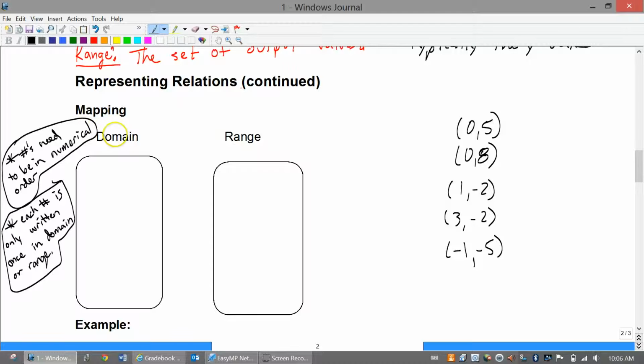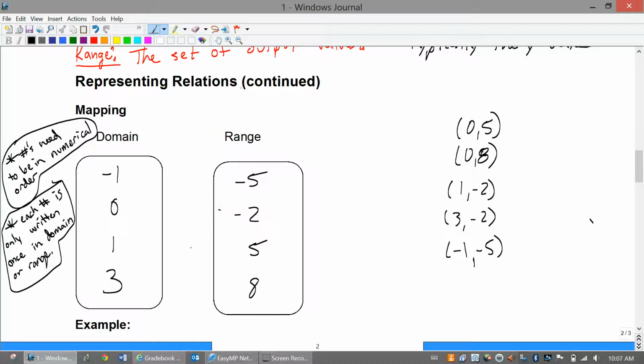For instance, in the domain, we're going to write them in numerical order, so the least one being -1, and then it's 0, and then it's 1, and then it's 3. We do not write 0 twice, even though it's represented twice in our ordered pairs. The same thing is true with our range. Numerical order, so -5 is the least, then -2, then 5, then 8. Again, we're not going to write -2 twice in the range, even though it shows up twice.